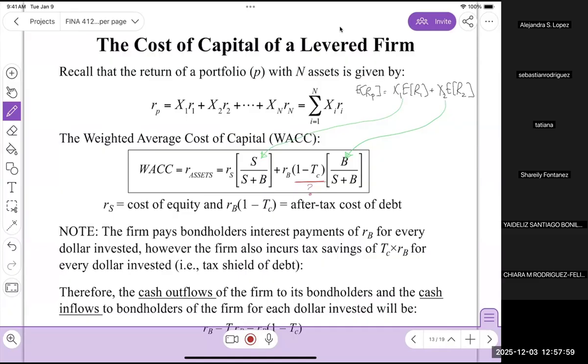Oh, for every dollar invested by bondholders, the firm will pay them RB. But then, and this is the benefit of issuing debt, interest payments are tax deductible. As a result, it turns out that issuing debt generates tax savings.